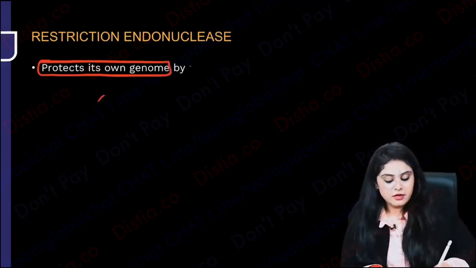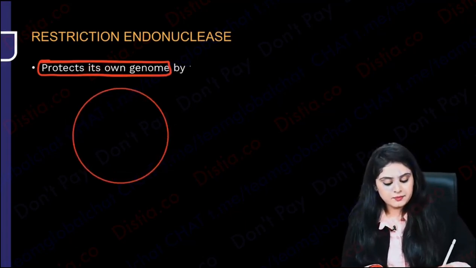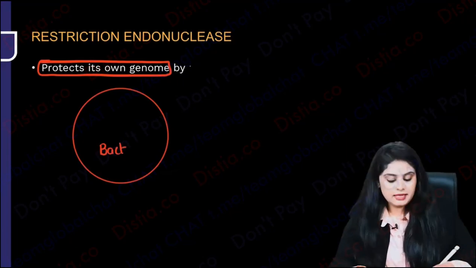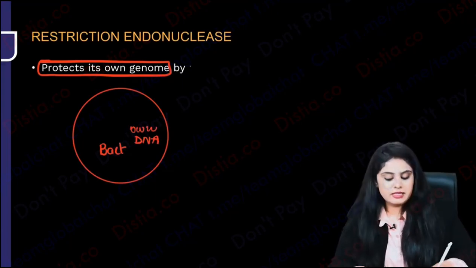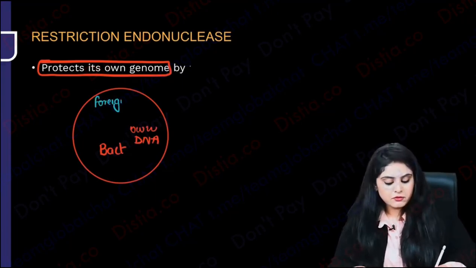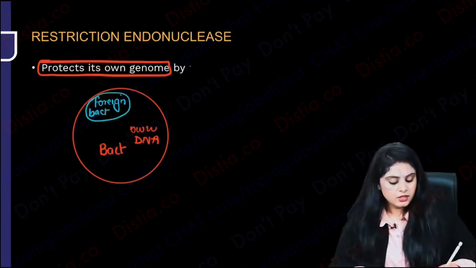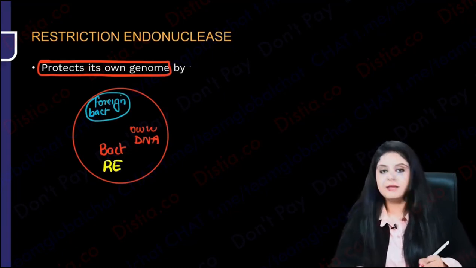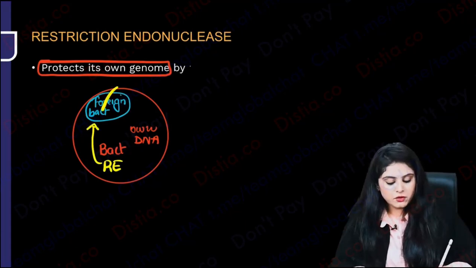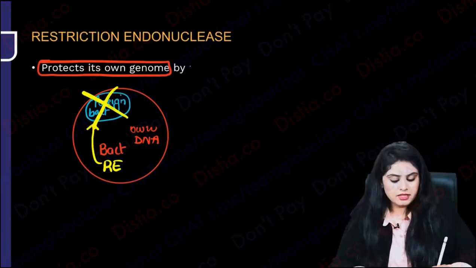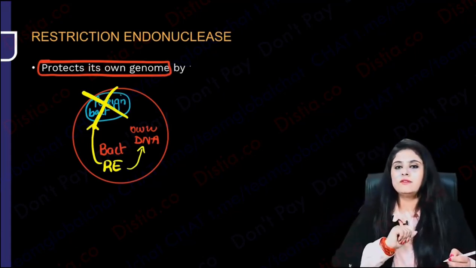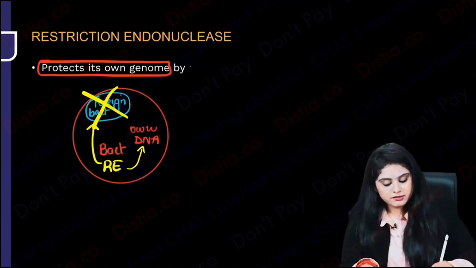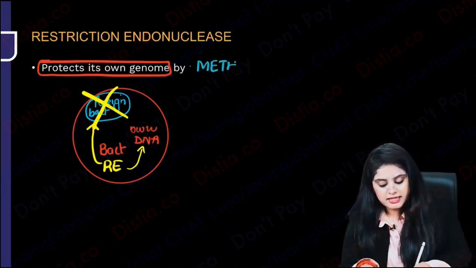I'll tell you something. See, for example, if this is a bacteria, and this is its own DNA, and unfortunately some foreign bacteria has also entered into it, so this is the foreign bacterial DNA. You will say, fine ma'am, I have a restriction enzyme. Will the restriction enzyme go and kill the foreign bacteria? Of course it will kill it, but will it go and kill the self DNA? No. It will go and say, hey, this is my own DNA. I don't have to kill it. How did you get to know? Because there is a process known as methylation.